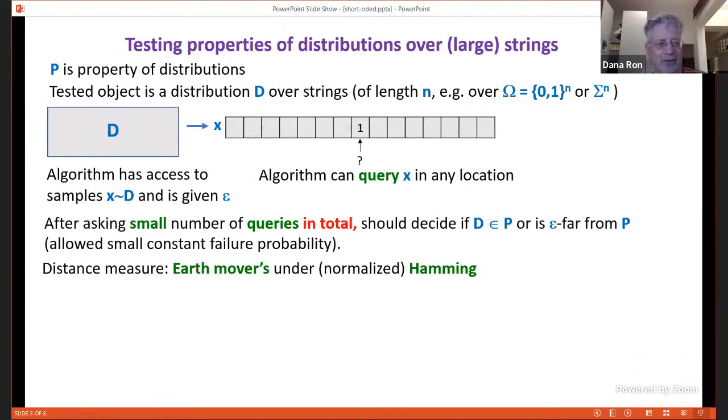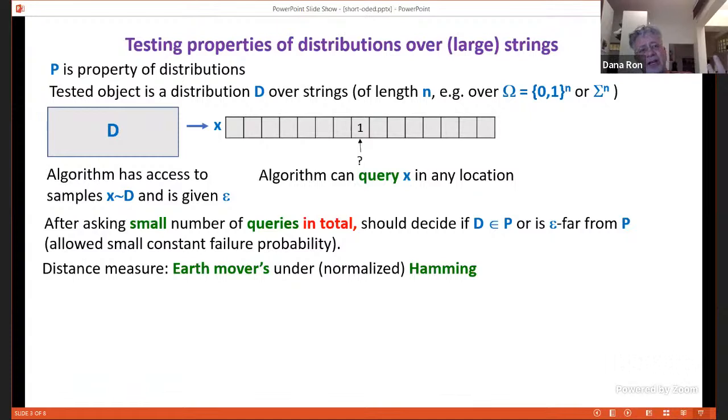So the picture is supposed to show it. The second thing is, what is your distance measure now? And the distance measure, I want it to be more refined than the total variation distance, because it has to reflect this notion that I'm not accessing the entire string.